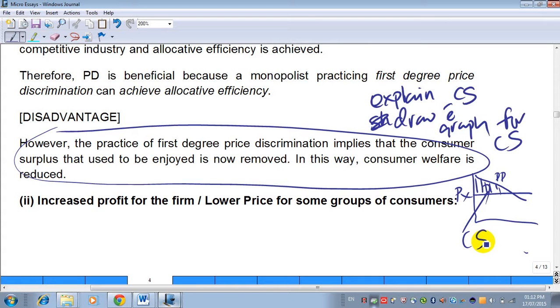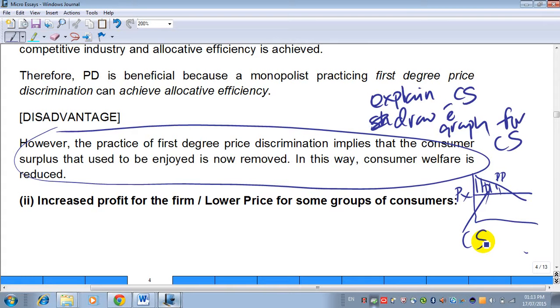But with first degree price discrimination, there is absolutely no consumer surplus at all, and that is one major disadvantage. I think this is the biggest disadvantage for price discrimination. If you're concerned about the balance of the essay, in other words that the benefits would outweigh the costs, you notice in your notes there are many benefits to first degree price discrimination. But for the cost, it's possible you just focus on the loss of consumer surplus. If you're worried about elaboration, this is what you do.